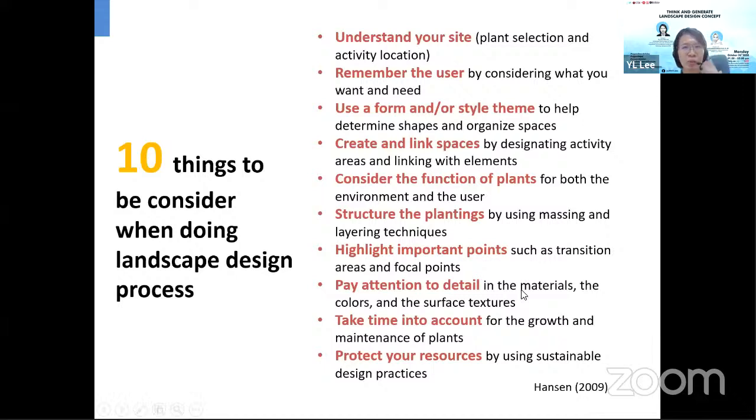All right, I will go through a quite lengthy one, but it's just tips for you. I got it from Hansen 2009.